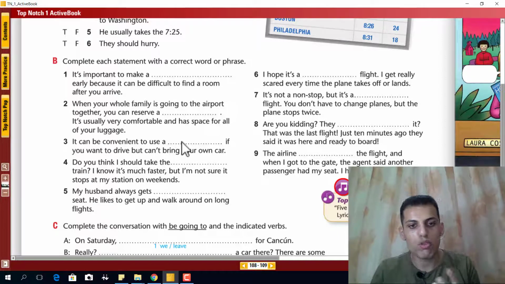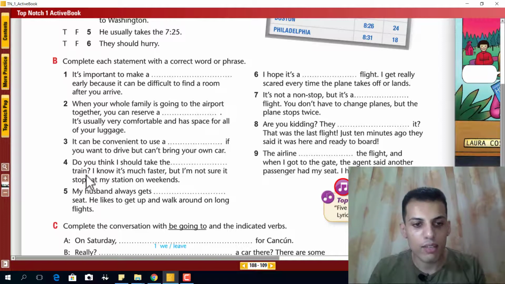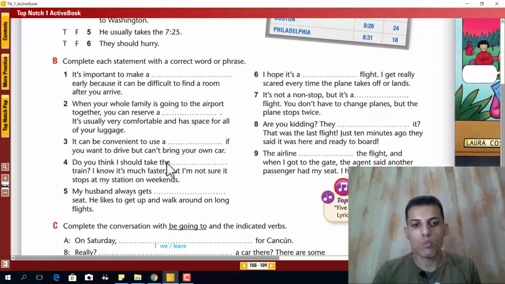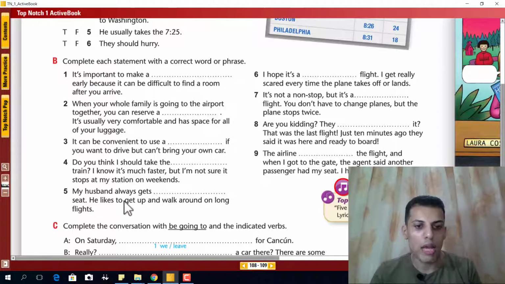So it would be convenient to use a rental car. Do you think I should take the train? I know it's much faster, but I'm not sure it stops at my station on weekends. So do you think I should take the local or the express train? I know it's much faster than the local, of course, but I'm not sure it stops at my station on weekends.